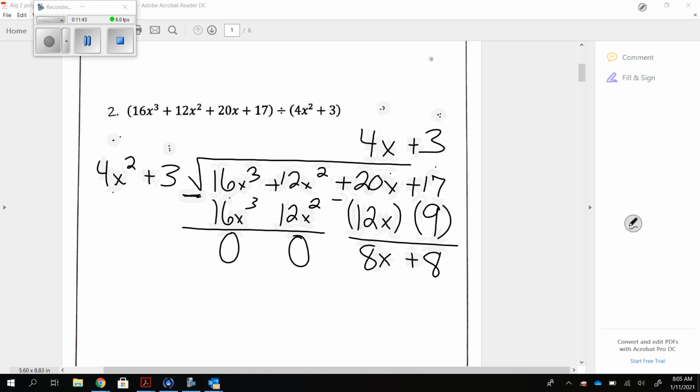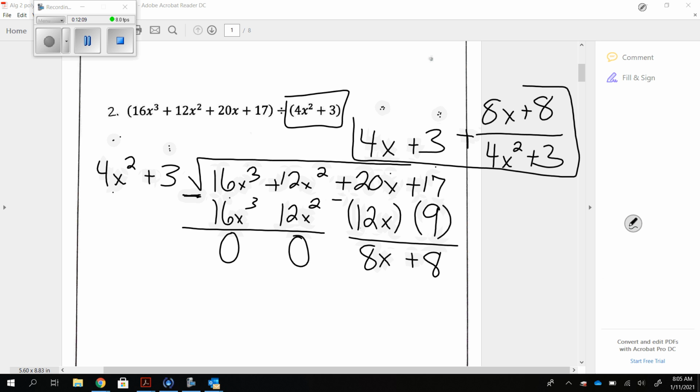That is a big remainder. Might look confusing, but this is how you write it. That's it. Our final answer is 4x plus 3. That's still up here. And then our remainder looks like this, plus 8x plus 8 over what we divided by, which is this, 4x squared plus 3. And we are done.